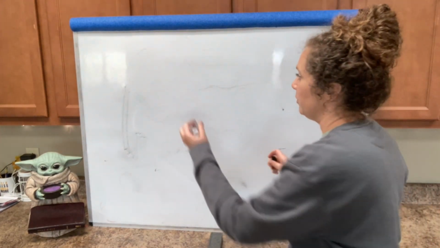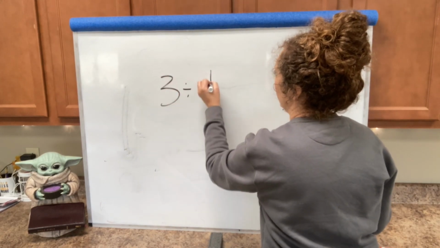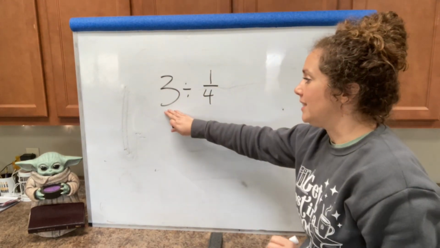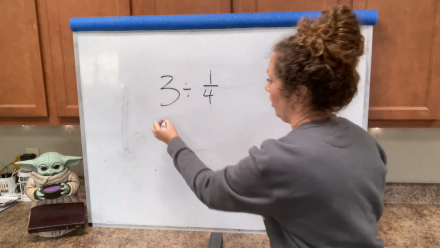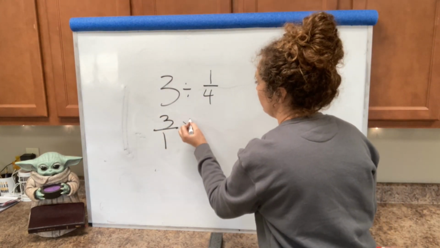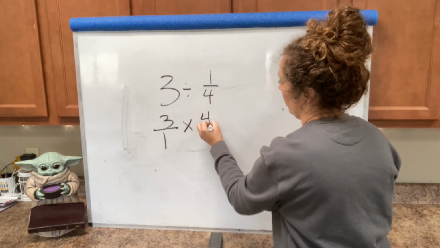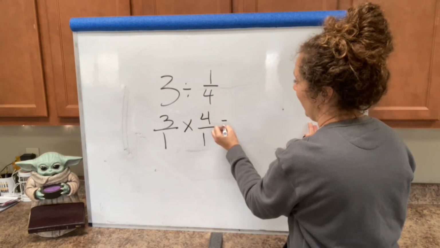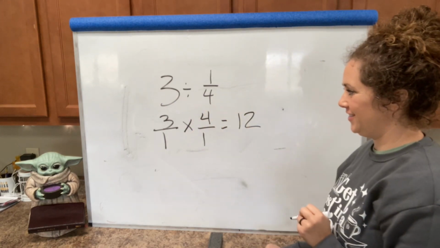What if you have a whole number like 3 divided by 1/4? This 3 becomes 3 over 1. Then you multiply by 4 over 1 because that's the reciprocal, and you get the answer 12.